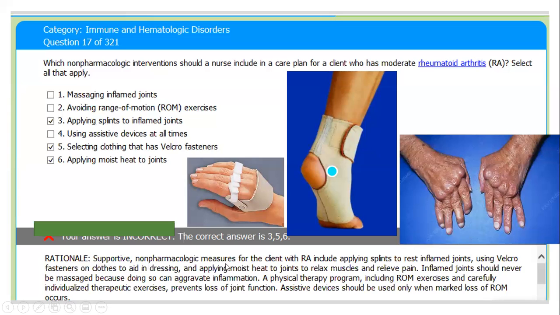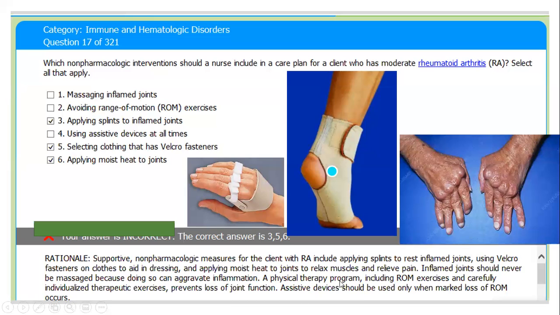Supportive or non-pharmacological measures for the client with rheumatoid arthritis include applying a splint to rest the inflamed joint, using Velcro fasteners on clothing to aid in dressing, and applying moist heat to joints to relax the muscles and relieve the pain. Inflamed joints should never be massaged, because doing so can aggravate the inflammation. So we will not do the massage.